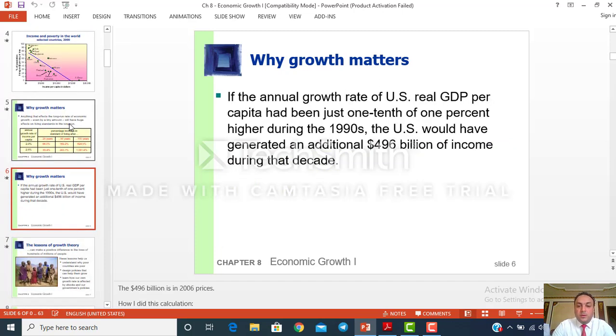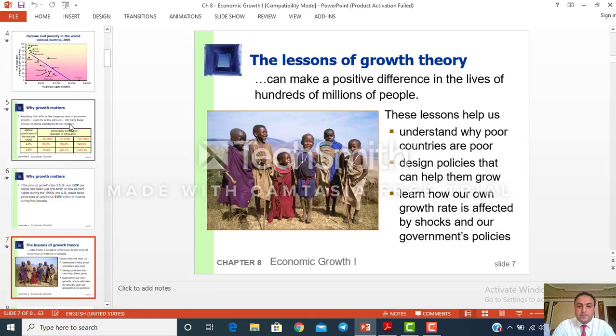If the annual growth rate of real GDP per capita in the United States, for example, had been just 1/10 of 1% higher during the 90s, the US would have generated an additional $496 billion of income during that decade. So it can make a positive difference in the lives of hundreds of millions of people. These lessons help us understand why poor countries are poor and how to design policies that can help them grow. And we will also learn how our own growth rate is affected by shocks and the government's policies.